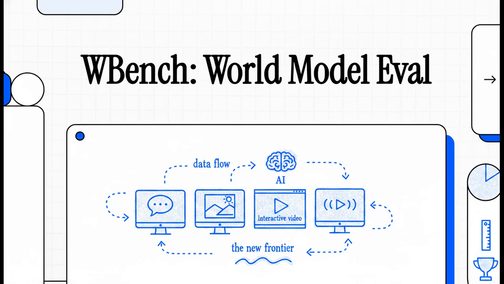Today, we are doing a complete overview of a fascinating new research paper that sits literally at the bleeding edge of artificial intelligence evaluation. We're going to be looking at a brand new framework called WBench. Now, if you've been following the massive explosion in AI lately, you know that generating text and static images is kind of starting to feel like old news. The real new frontier is video, and specifically interactive video. But how do we actually measure success in this totally uncharted territory? Well, that is exactly what this paper sets out to solve.